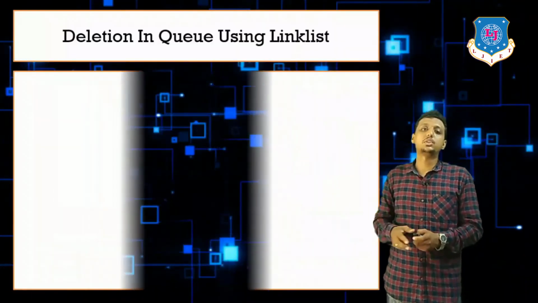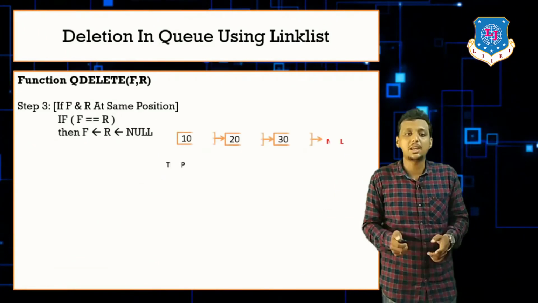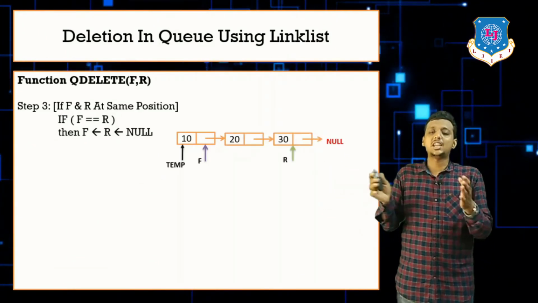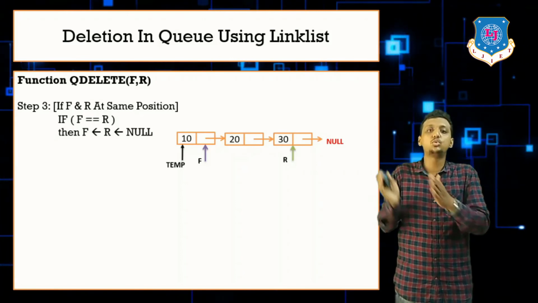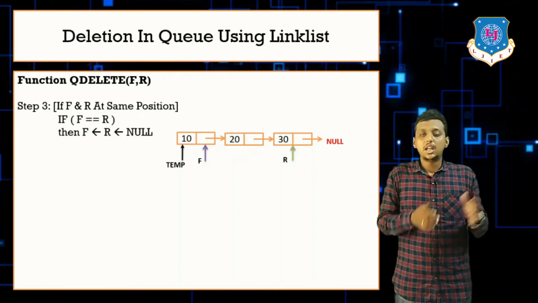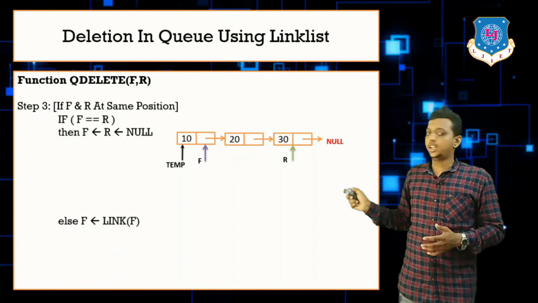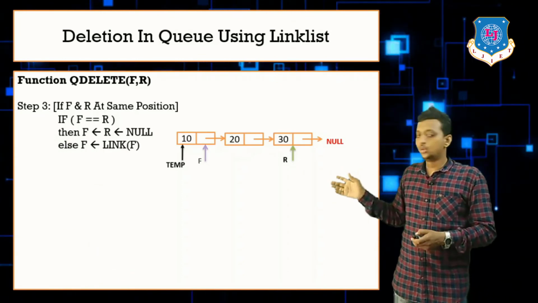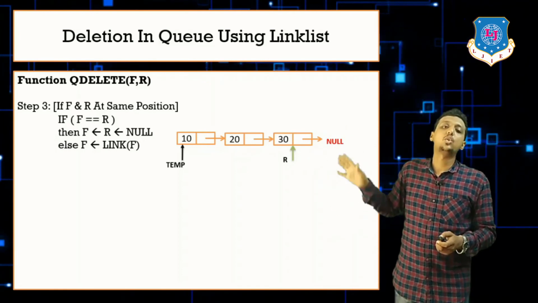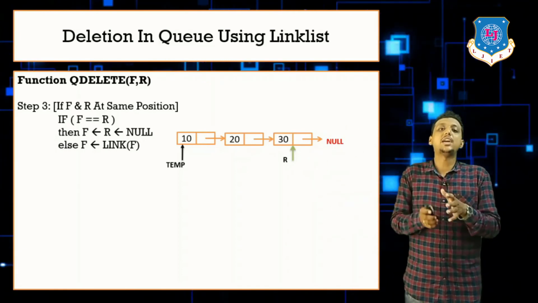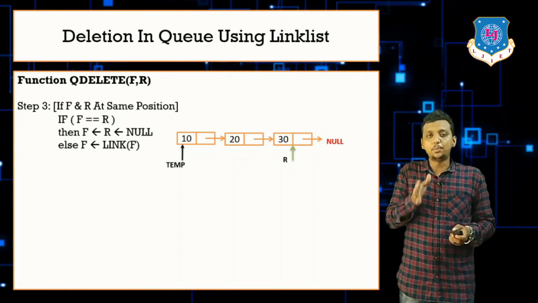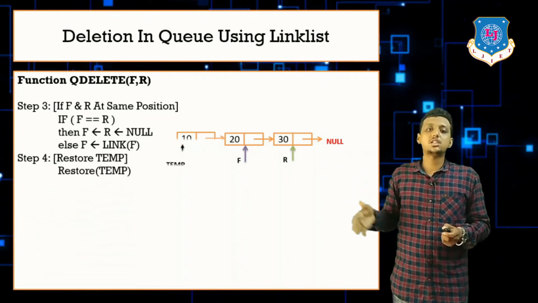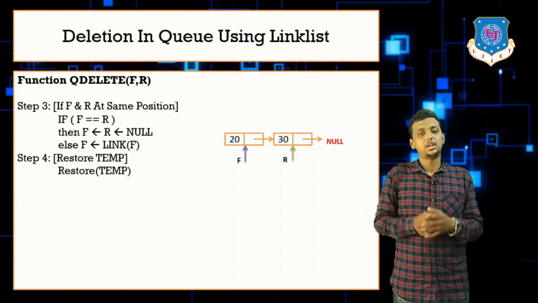Next step, if both conditions are false, students, then we need to move forward to the next step. Here this is our repeated step where we check that if front is equal to r, then just move towards null and then return y. After it, if it's not like that, then what we need to do is, else f arrow link of f. That means the front pointer is moving further. And at last, we just need to restore temp.